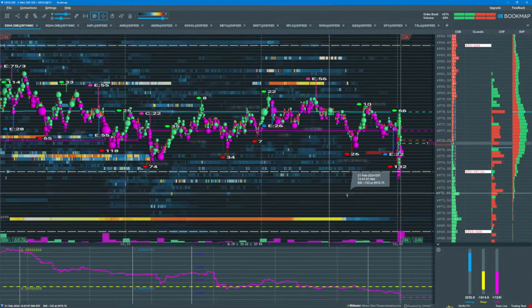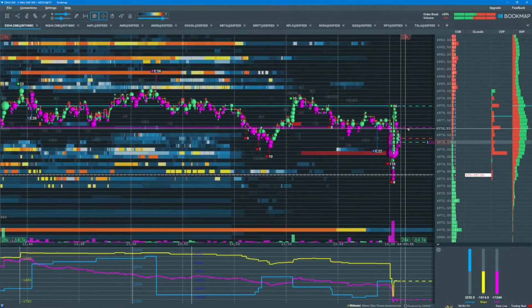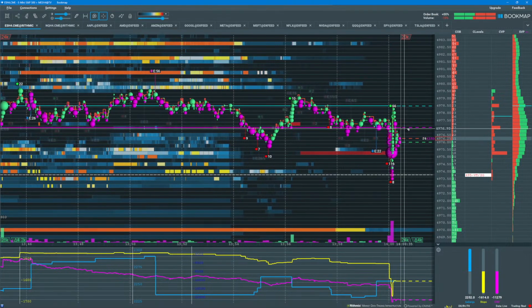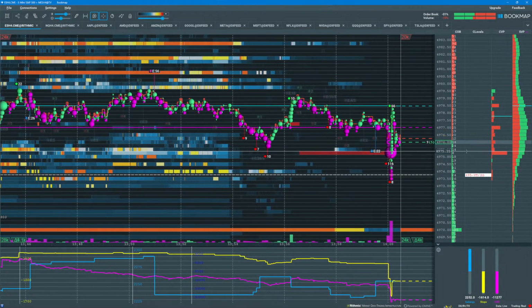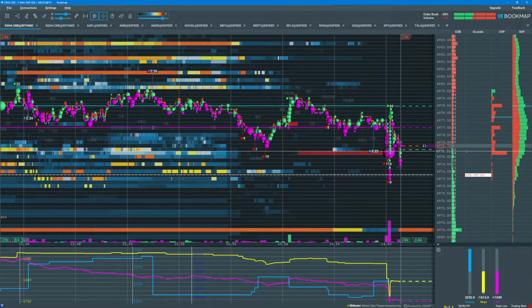And let's zoom in a little bit. So a quick ping between 495 and VWAP.